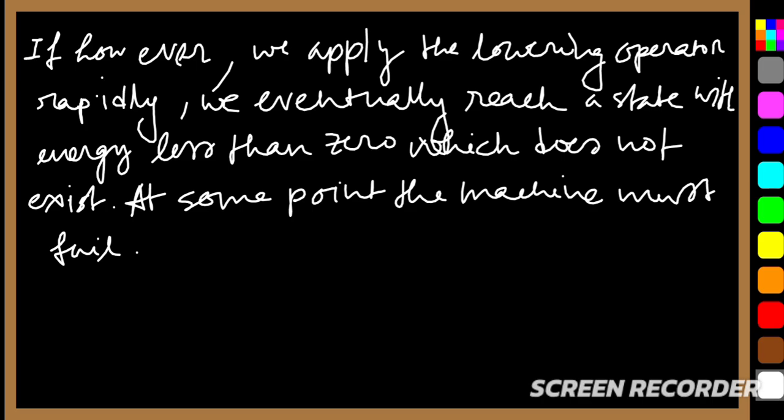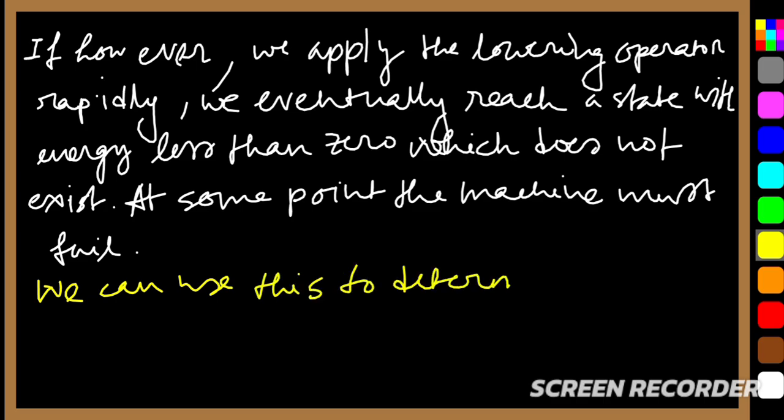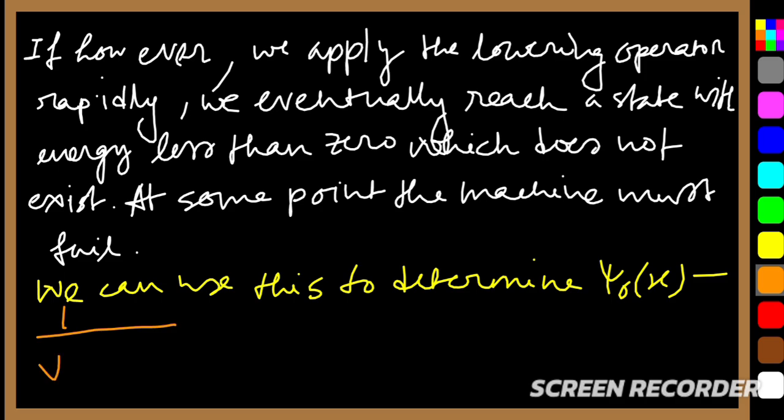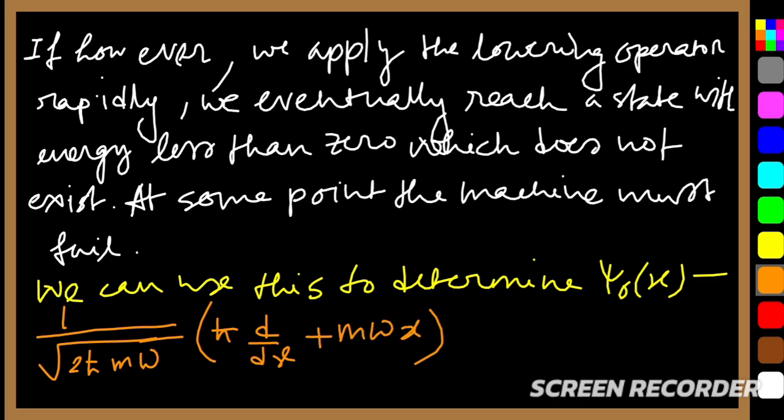So we can use this to determine psi 0 of x, that should be 1 by root over 2 h cut m omega, bracket h cut d by dx plus m omega x, bracket close, psi 0 equal to 0.